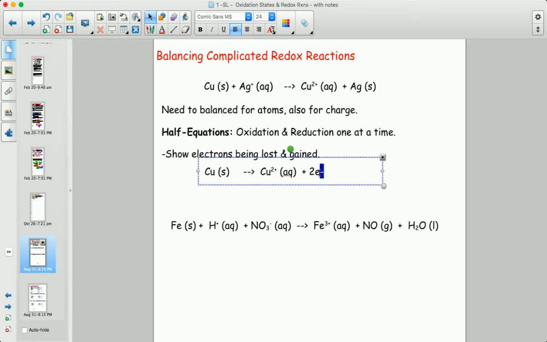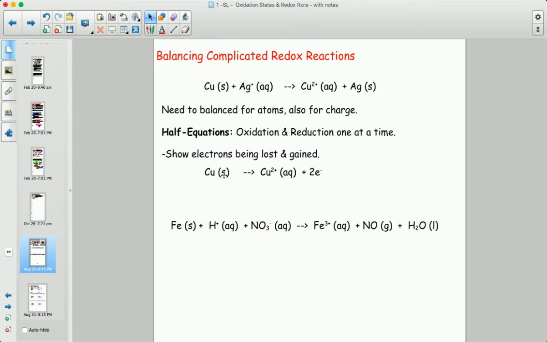It's more or less like saying, okay, I started as copper. Afterwards, I'm Cu2+, and these are the two separate electrons. So electron loss is always represented with electrons as a product. They're being given away. So this is the oxidation half equation.